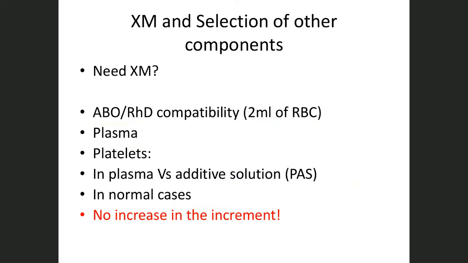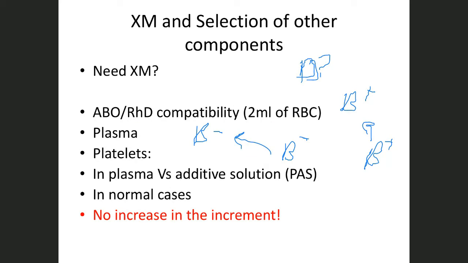Excellent. And what about AB? What about D compatibility? So if it's B positive, it must be B positive. For example, if it's B negative, do you think I must provide him with B negative? Excellent, there is no need to look at the D. Why?